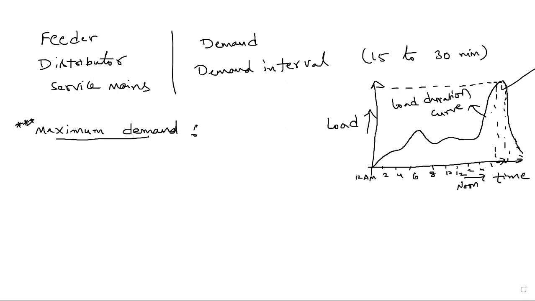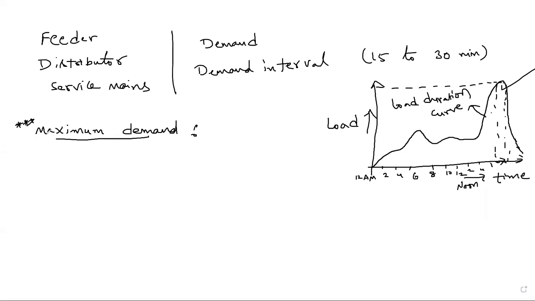Since these are all interrelated, the maximum demand is interrelated with the demand factor, and the connected load, the utilization factor, again linked with maximum demand, the load factors, the diversity factors. So all are interrelated components, so we can start with the maximum demand.